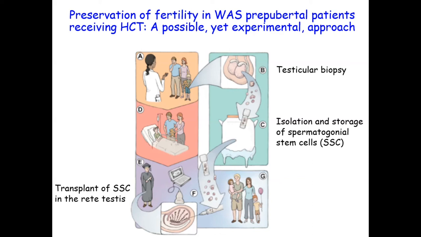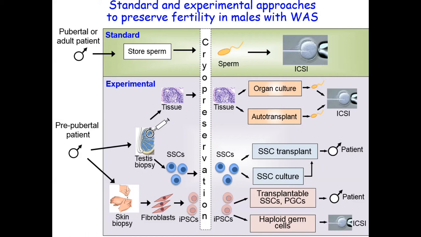There are other ways to do it. So this is the classical way, what should be done. If you have a postpubertal adolescent or adult, you store the sperm. And then the only way to obtain children would be to undergo this procedure, which is called intracytoplasmic sperm injection. So you need basically to have the egg from the donor, and you inject the sperm from the patient that had been stored into the cell, and then you implant the embryo into the mother. That's how it's done. It's an in vitro fertilization through an intracytoplasmic injection of the sperm that had been stored.